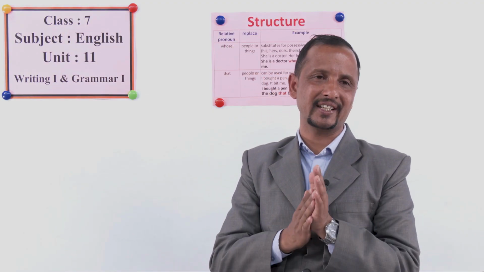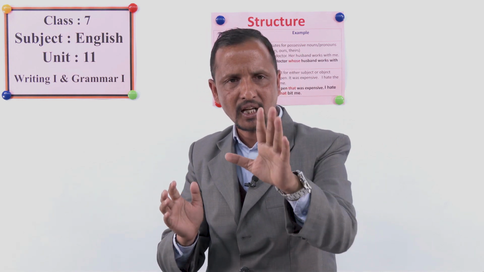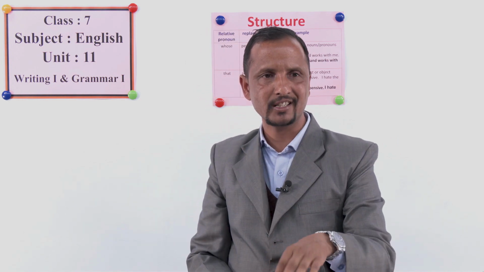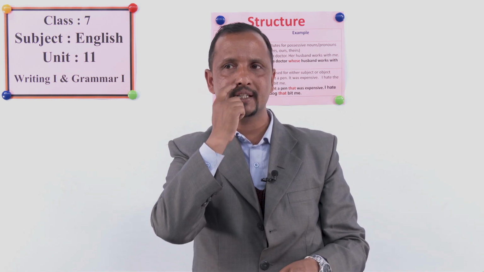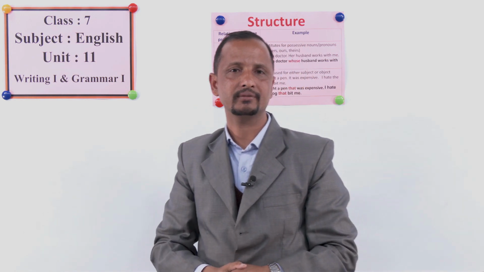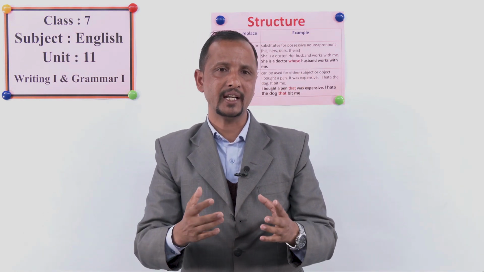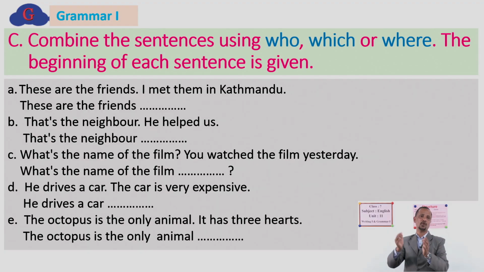So, dear student, this is all about grammar activities B. Now, again, go through the exercise. Now, let's see the page 111. Exercise C. Same way, we have to add the relative clause. Let's see. Combine the sentence using who, which, where. The beginning of each sentence is given.